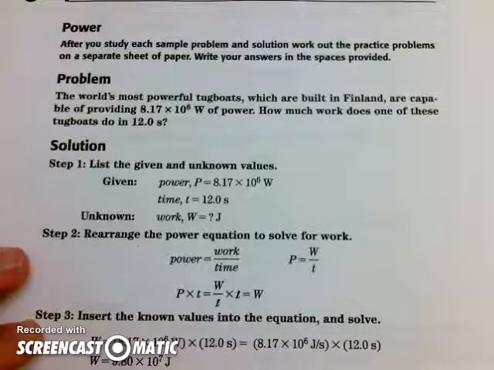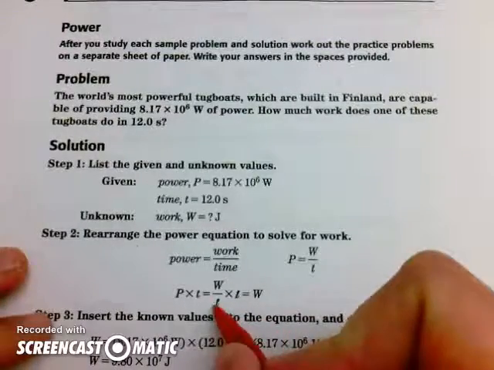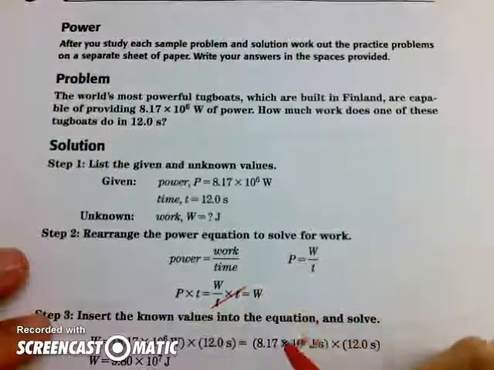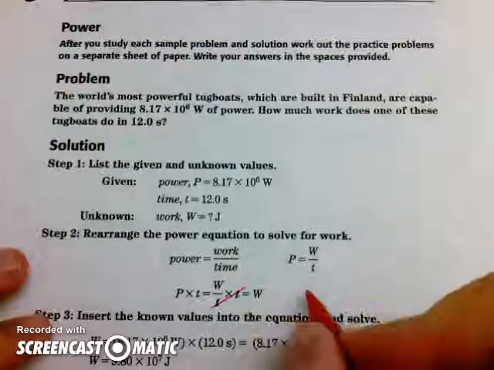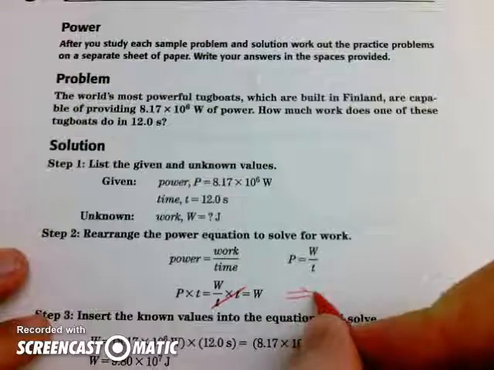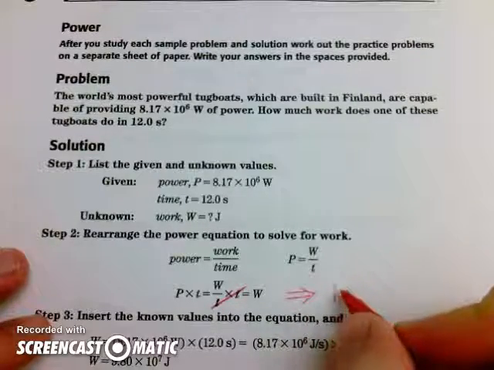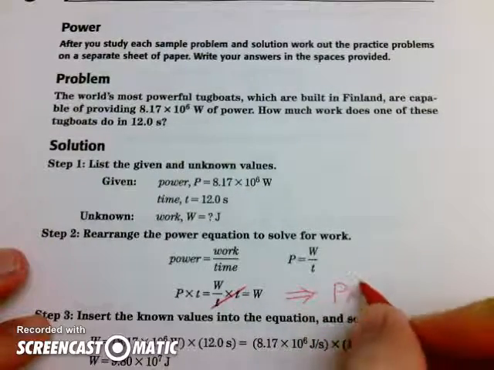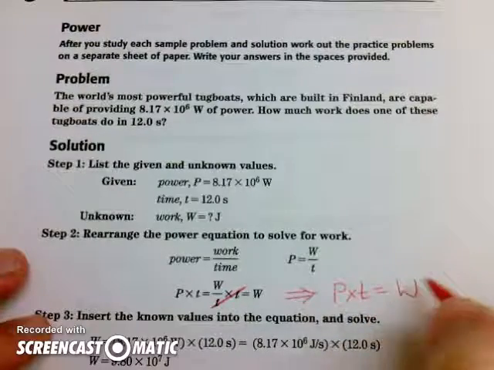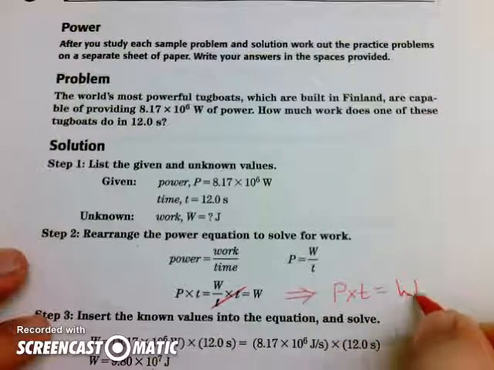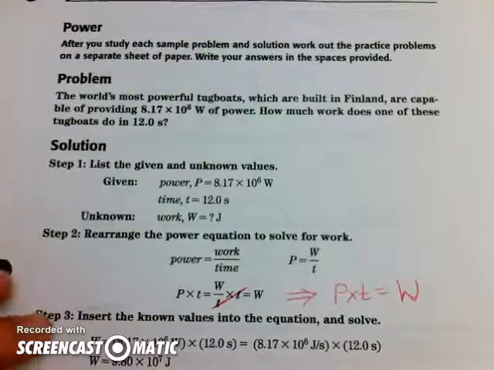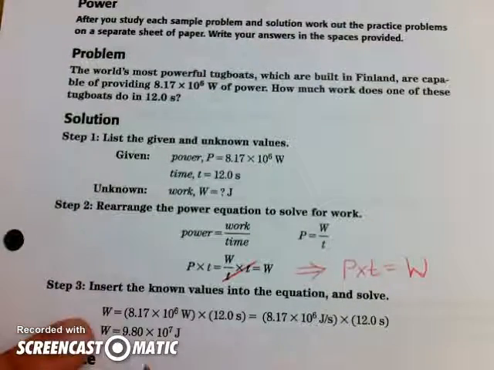All right, and it's hard to see that this T and that T are actually crossed out. So I'm going to go ahead and take my red pen and cross through there. Now, over here, imagine this just being moved over. It's basically power times time equals work. Okay? Power times time equals work. And that's what they did down here. Work equals power in watts times time in seconds.